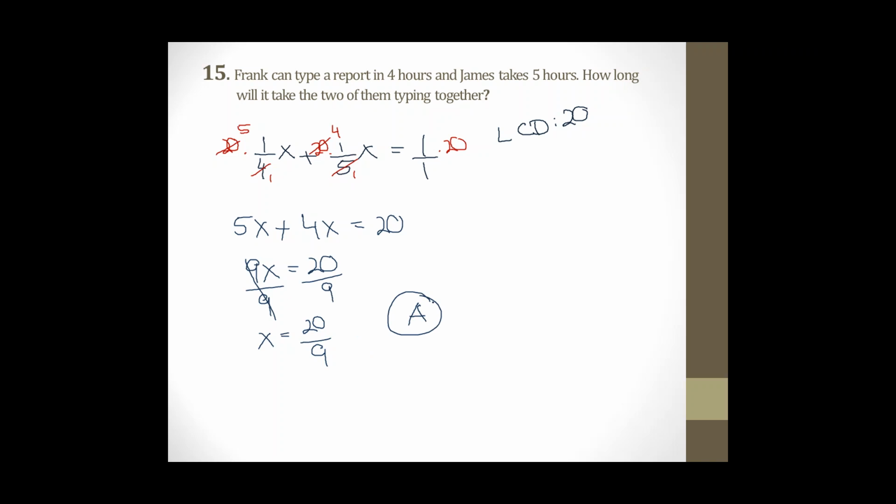So in this scenario, this number basically means that it will take them 20 over 9 hours to type together. So if this doesn't really mean anything to you, you can always convert it into a decimal. What is 20 over 9 as a decimal? 2 point something, right? So approximately, it would take them a little bit more than 2 hours to do the job. But 20 over 9 is fine. I just wanted you guys to have a feeling of what this means pertaining to the problem.